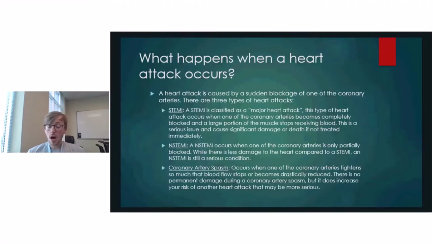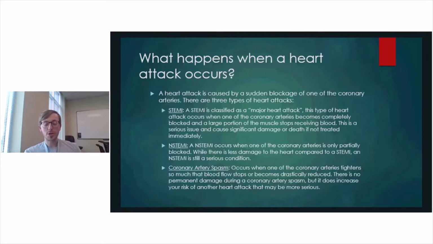Next up is a non-STEMI. That stands for non-ST elevated myocardial infarction, and it occurs when one of the coronary arteries is only partially blocked. There's less damage, and it's considered a minor heart attack, but it's definitely still a serious issue and still needs to be treated as soon as possible. Lastly, we're going to go over a coronary artery spasm.